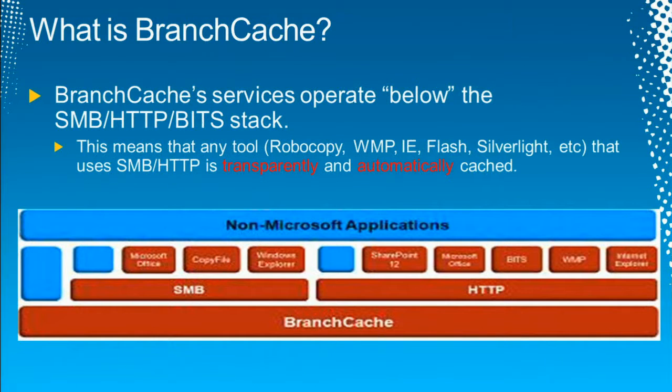So how does this work? When you install BranchCache, think of it as a shim that sticks underneath HTTP and SMB. This shim underneath these two protocols effectively accelerates anything that leans on top of them. We're looking at Office here, copying files in Windows Explorer, SharePoint, HTTP and BITS, and Windows Media Player, which I think was kind of cool. So anything that uses those protocols is going to be transparently and automatically cached by BranchCache. It just, poof, it just works.